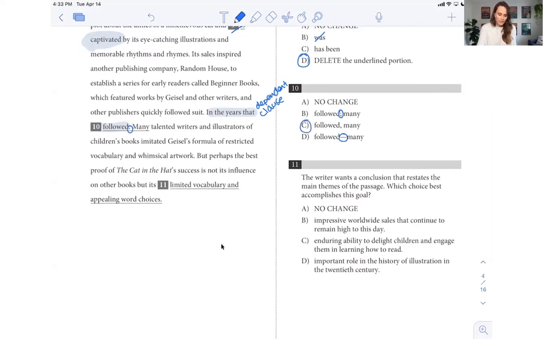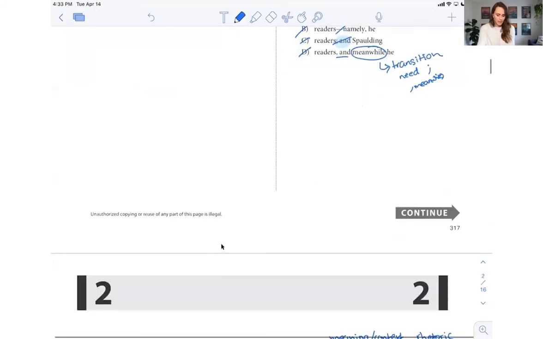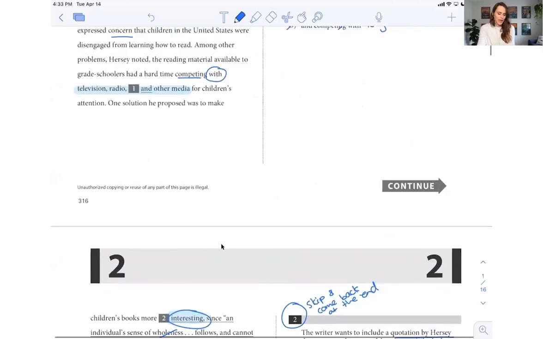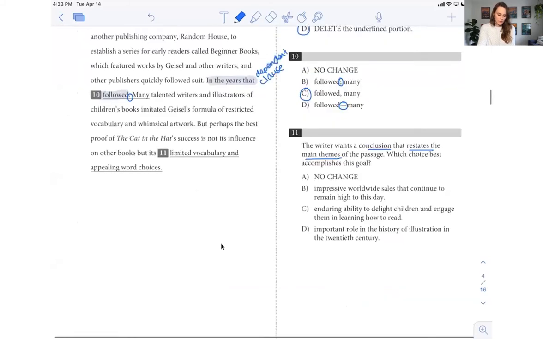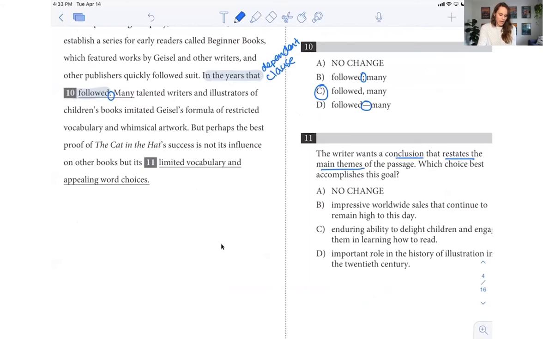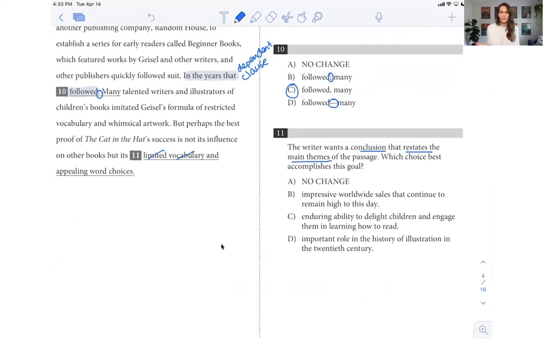For 11, they say the writer wants a conclusion that restates the main themes of the passage. Which choice best accomplishes that goal? I'm going to go look at the title of my passage again, so "How a Cat in a Hat Changed Children's Education." Choice A: but perhaps the best proof of the Cat in the Hat's success is not its influence on other books, but its limited vocabulary and appealing word choices. I want something that ties it back to children and education. So the limited vocabulary and appealing word choices just isn't sufficient for me to support that main idea.